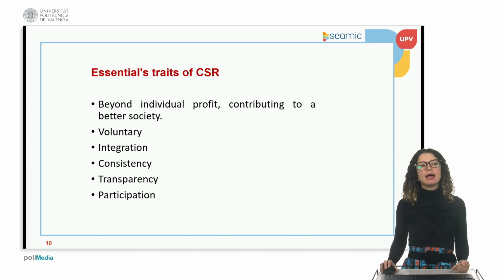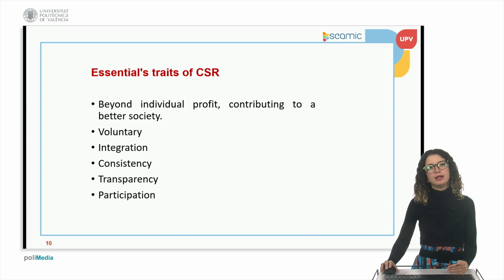Now we can talk about the characteristics of the CSR concept. The general idea is to go beyond individual profit to contribute to a better society. Voluntary means the option to incorporate social and environmental concerns voluntarily, in the sense that it's not legally imposed, and that it must go beyond the laws enforced. If the state imposes practices, then it's no longer social responsibility, it would be legal responsibility.